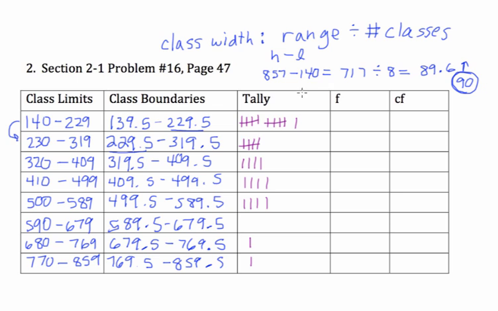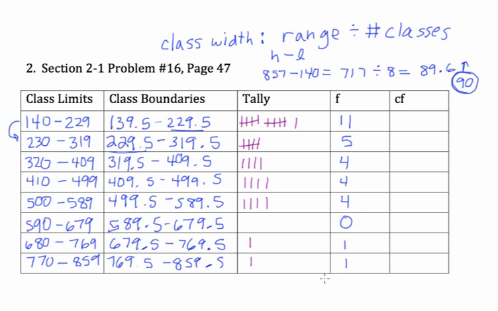Once you've completed your tallies, find the frequency, how many data values are in each class. Counting my tallies, there are 11 data values in the class that goes from 140 to 229, 5 data values in the second class, and so on. I always count and make sure that I have the same number of data values in my frequencies as I do data values for my problem.